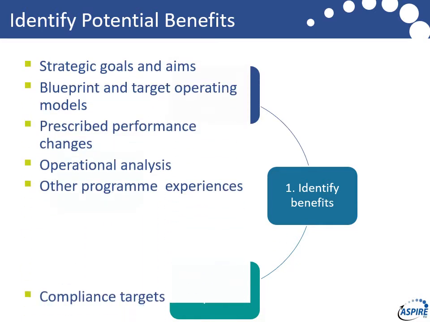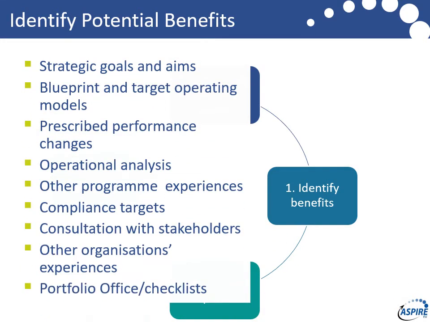Well, the starting point for most programs is that they are set up to achieve some sort of strategic goal or aim. And in the bullets, we've come up with a bunch of things where you could be having a look. Now, the most important one is the program blueprint, because the program blueprint is setting out the as-is state and the target operating model state. All right, and so we know where we're starting and where we're finishing.